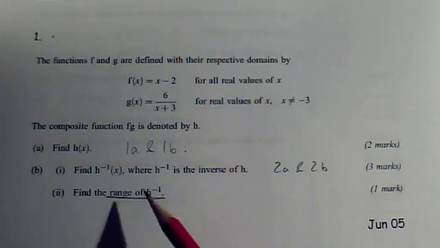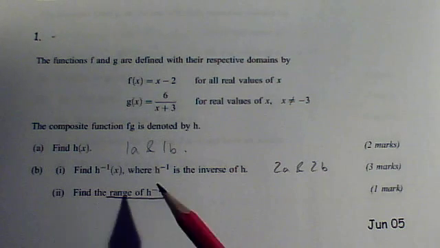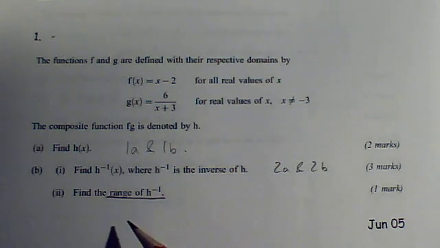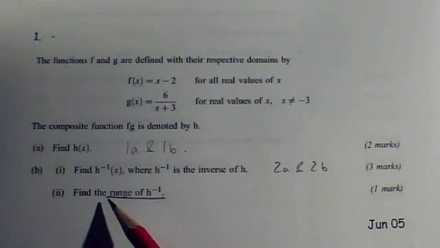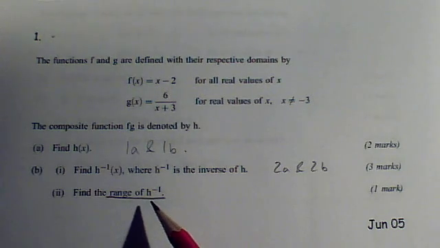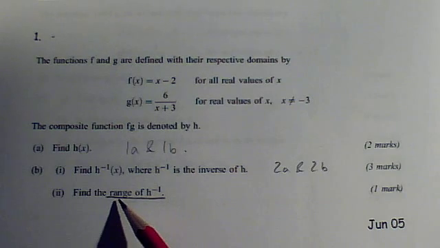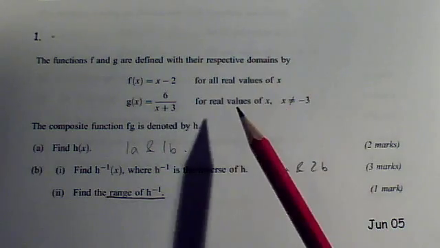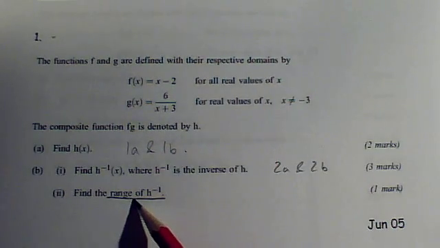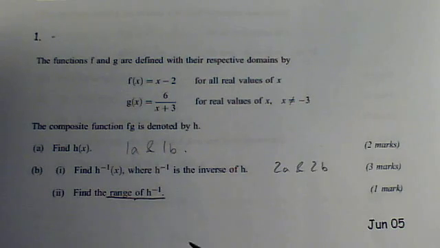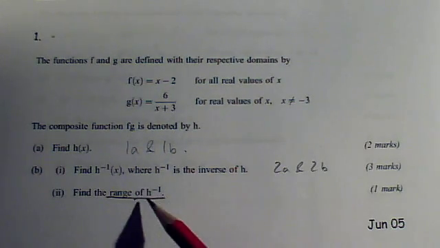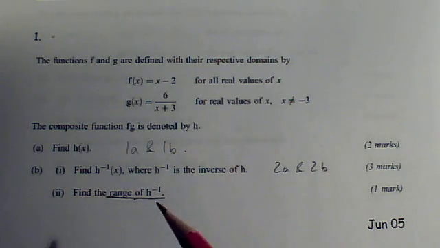Now you should know that when you go from a function to its inverse, x and y change places, which means that range and domain change places. So if you know the domain of h, you should be able to get the range of h inverse. The difference is when you describe domains, you talk about x's like they do up here. When you talk about ranges, you have to talk about y's, or even better, you say what the allowable values of h to the minus 1 are.